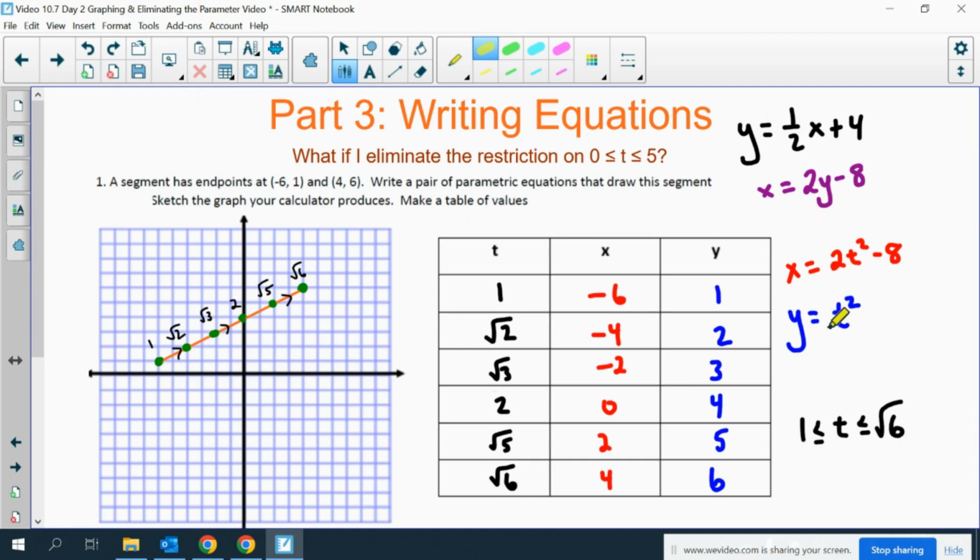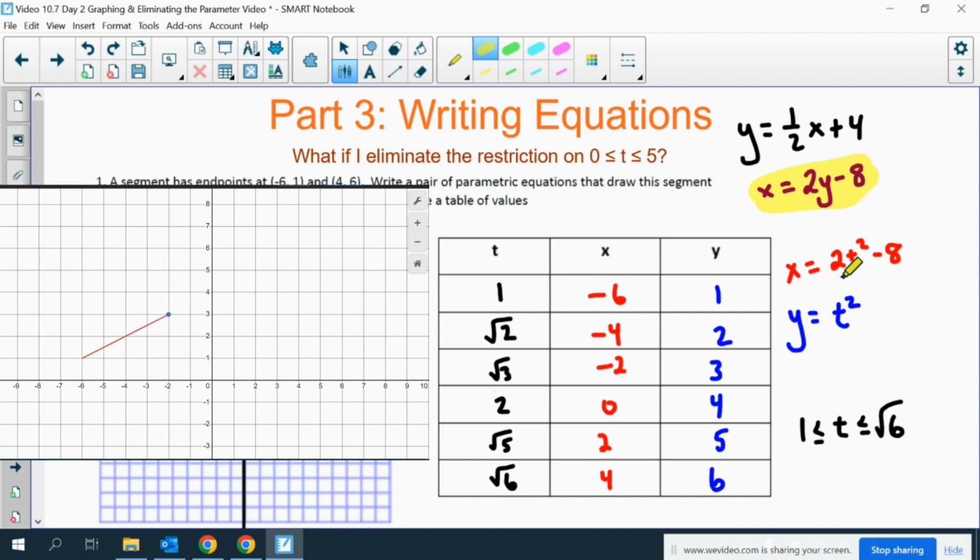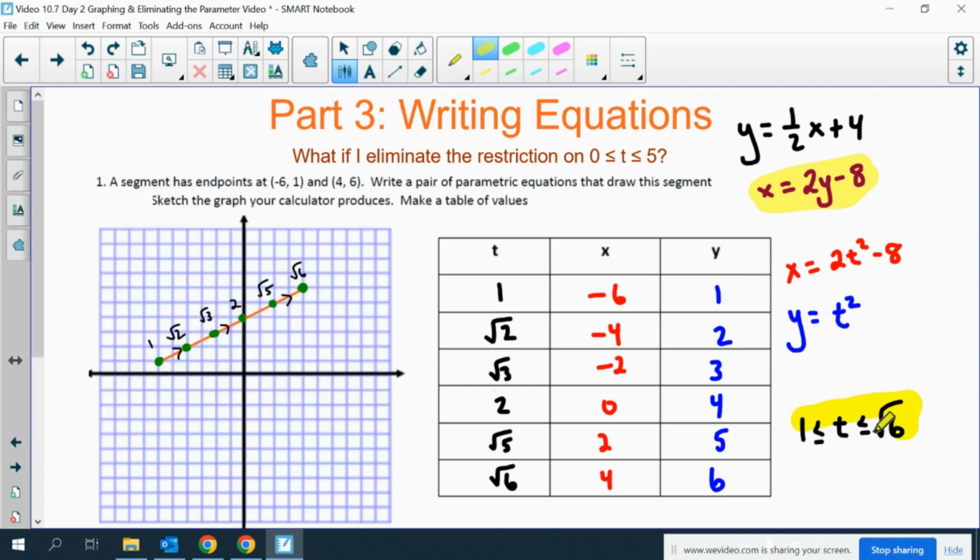I could also maybe change this to x equals 2y minus 8, change y to be t squared, and then x to be 2t squared minus 8. So see that I just replaced y with t squared, and then that's what y becomes. Then notice that it's a very short period of time to get from start to finish, starting at time 1 and ending at time square root of 6. So this is less than 2 units of time. So it's a lot shorter than it was before.